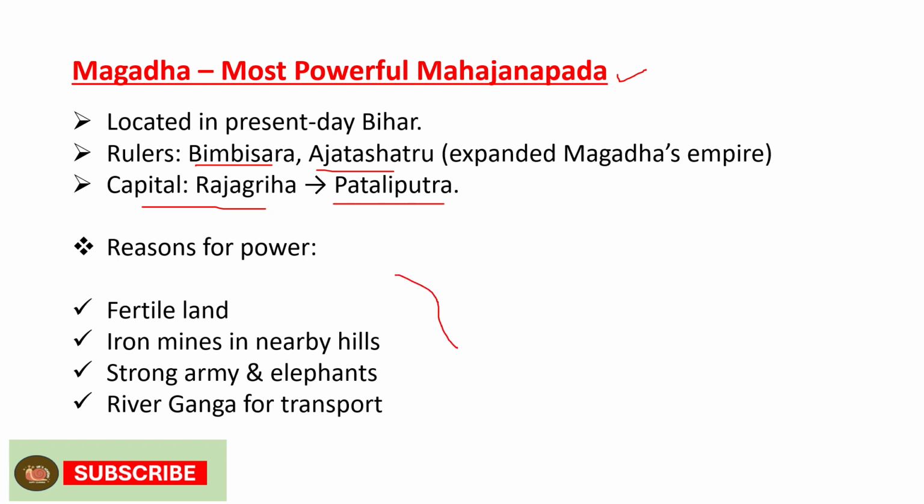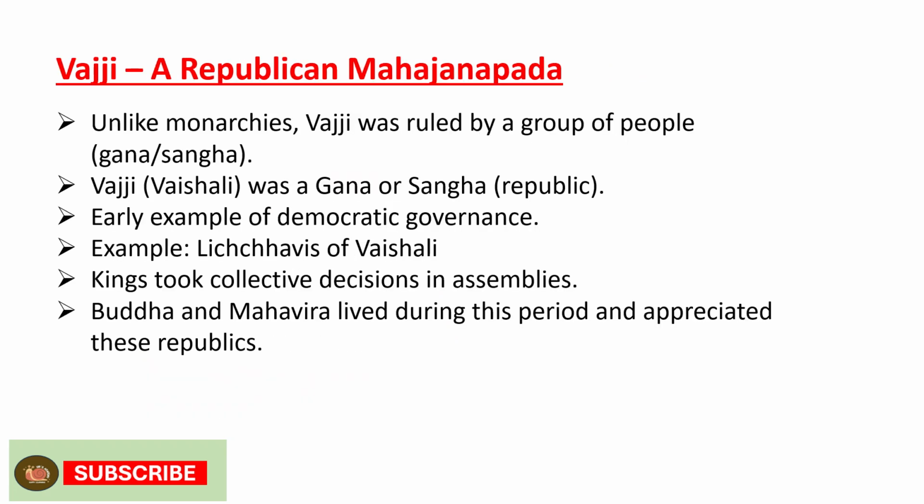Why was Magadha the most powerful? There are four reasons for that. Magadha had fertile land. Iron mines were nearby in the hills. It had a strong army, and they were using elephants in the army. They used the river Ganga for transportation. So these are the four points that made Magadha the most powerful Mahajanapada.